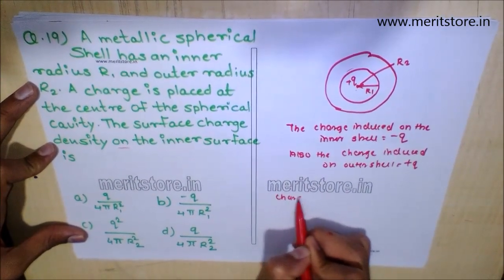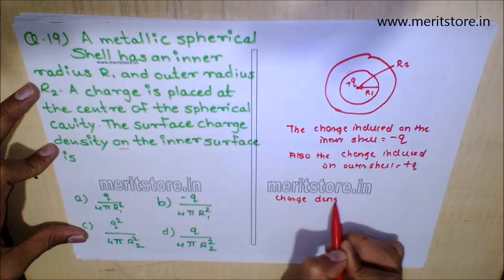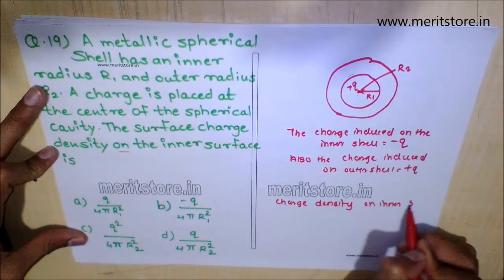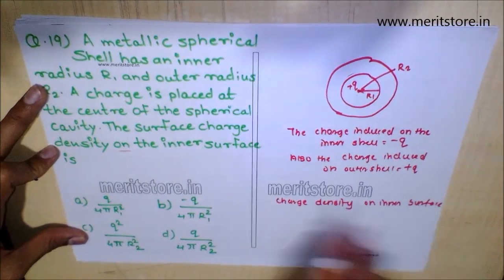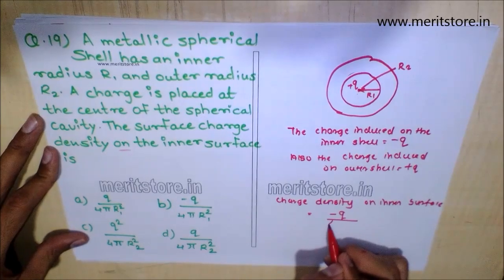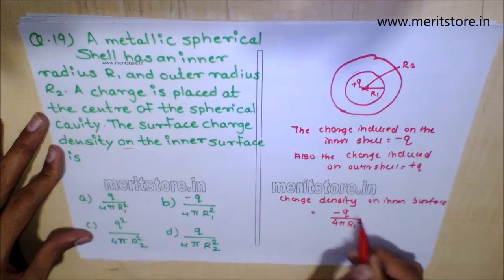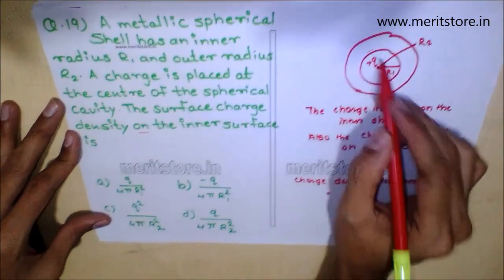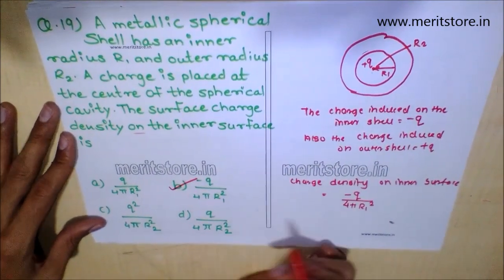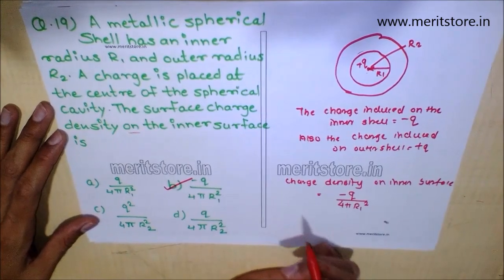So charge density on the inner surface will be equal to minus Q upon 4 pi R1 square. The minus sign is there because the charge generated on the inner surface is negative. So we have the option B, minus Q upon 4 pi R1 square.